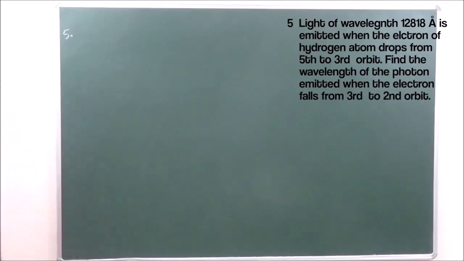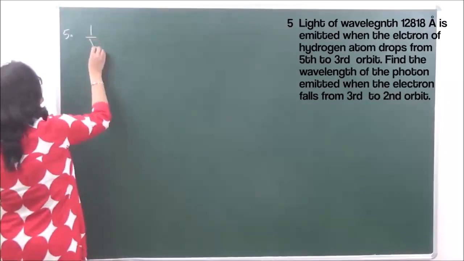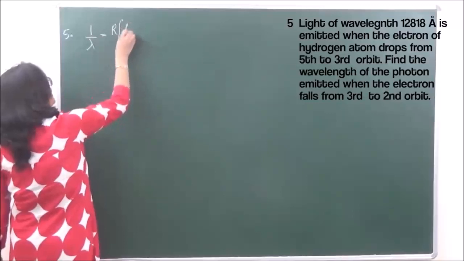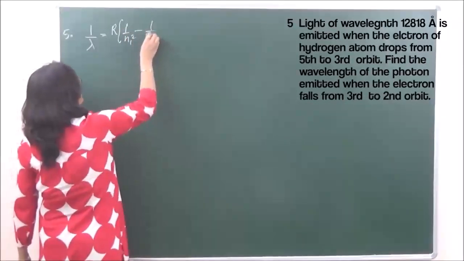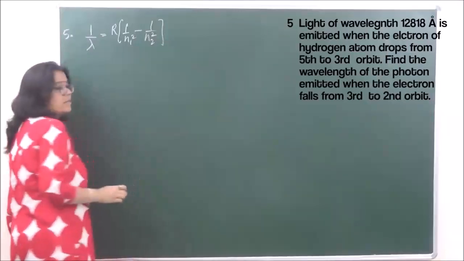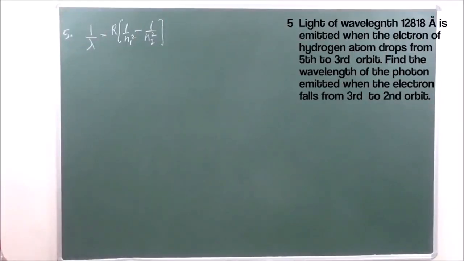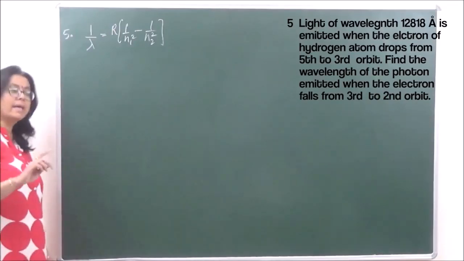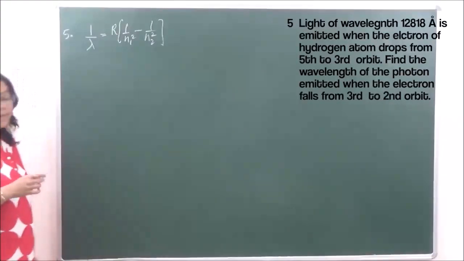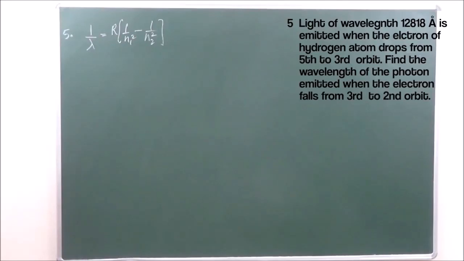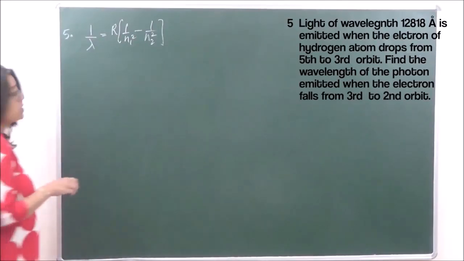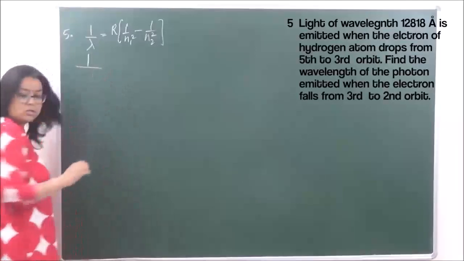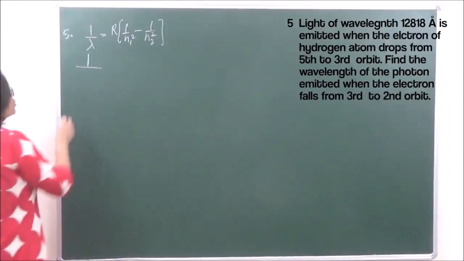So let's see. We know that 1 upon lambda is equal to R into 1 upon N1 square minus 1 upon N2 square. Now remember always that the value of N1 is always smaller than N2. Right? So if you have some confusion in the question about what value has to be taken for N1 and what value for N2, always N1 is going to be smaller than N2. Okay? So over here, the first transition given to us is N1 is 3 and N2 is 5. So we have, and lambda is also given to us, 12818 Angstrom.